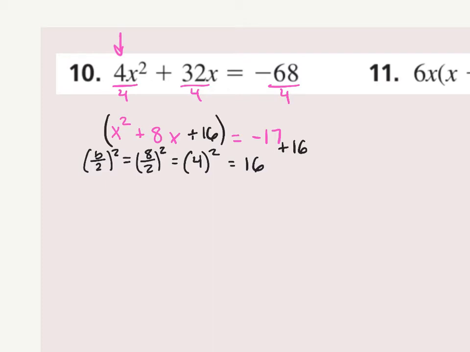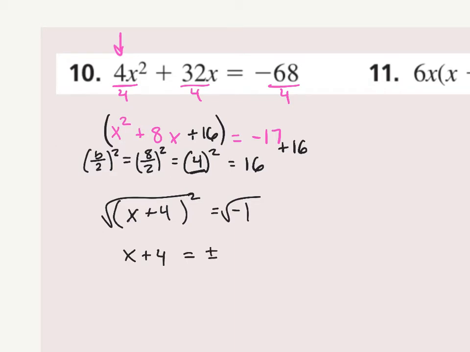So now we have a perfect square trinomial that we can simplify into our binomial squared. So this is x plus 4 squared, which is equal to negative 1. So we take the square root of both sides. So x plus 4 is equal to plus or minus the square root of negative 1, which is i. And then we subtract 4 on both sides. So x is equal to negative 4 plus or minus i.